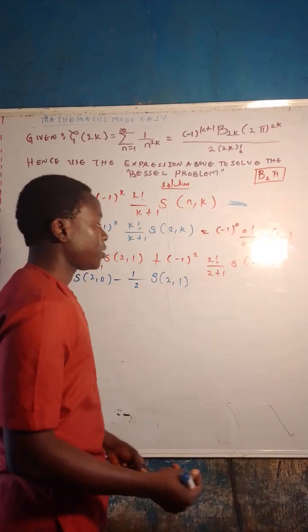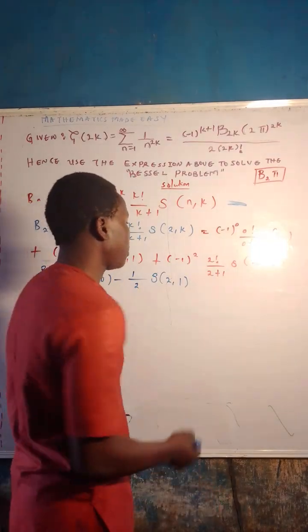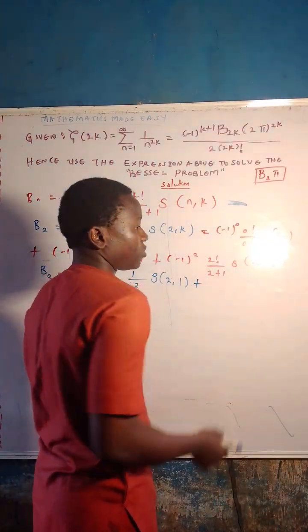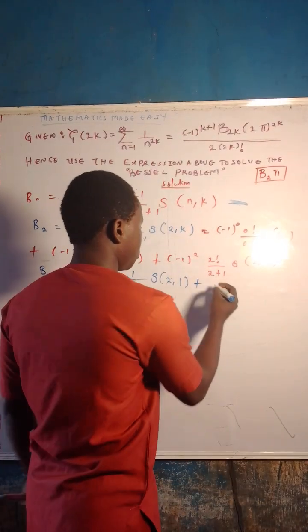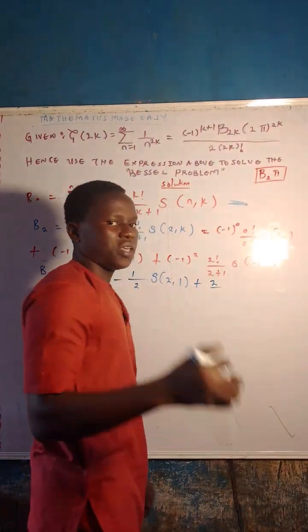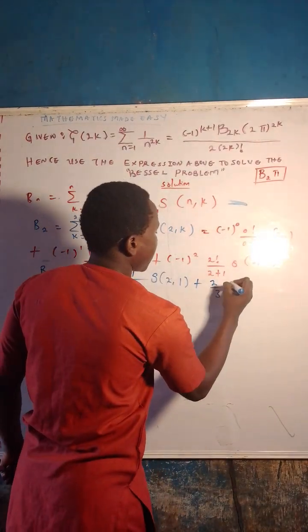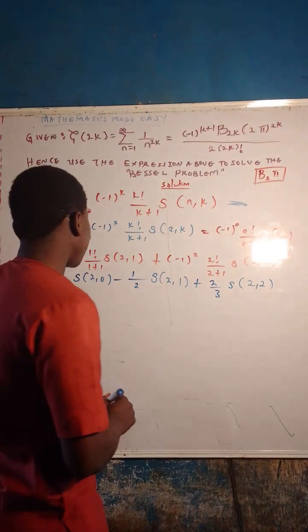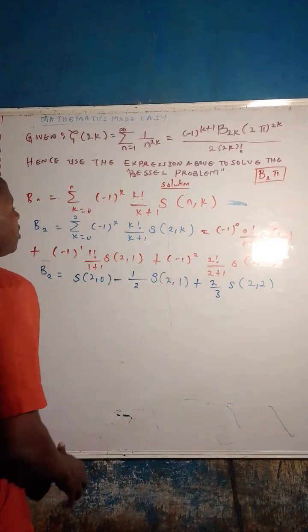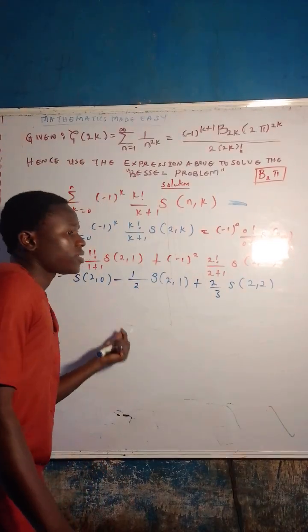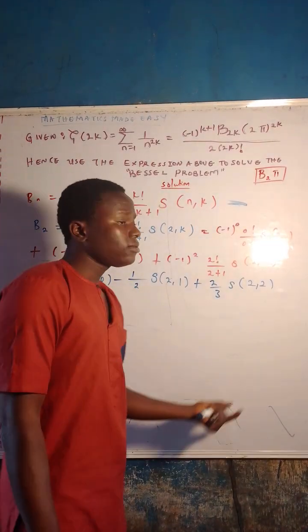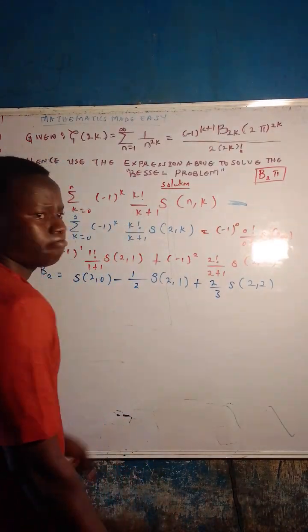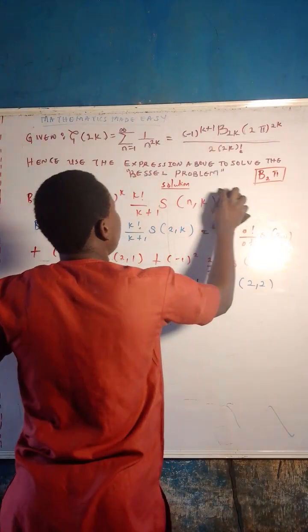Then (-1) squared will give us 1, okay? So plus 2 factorial, that is 2 times 1, which will give us 2, over 2 plus 1, that will give us 3. Then multiplied by S(2, 2). Wow, so this is another problem right here. So that is how to find S(2, 0), S(2, 1), and S(2, 2). Okay, so let me clean this part.